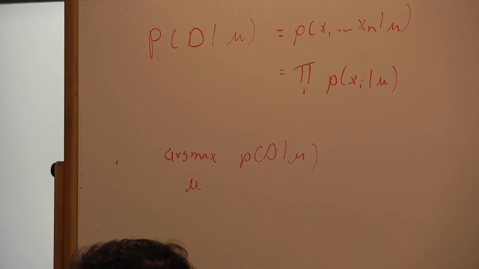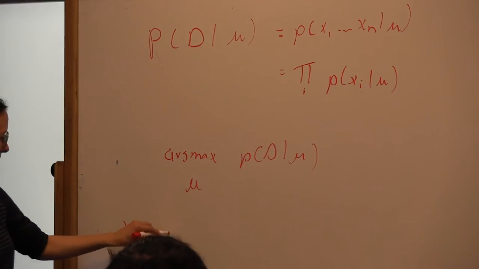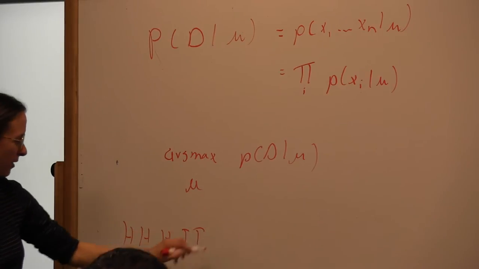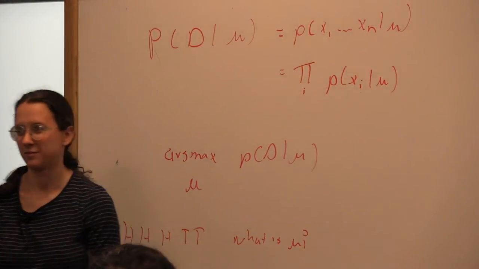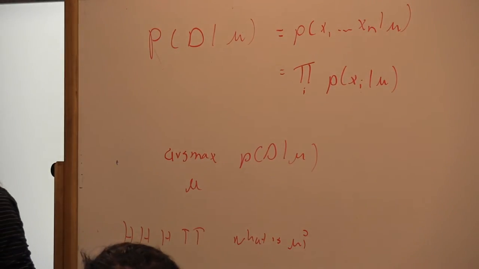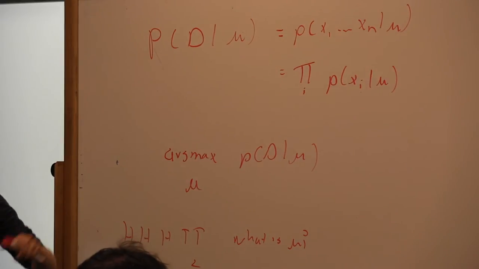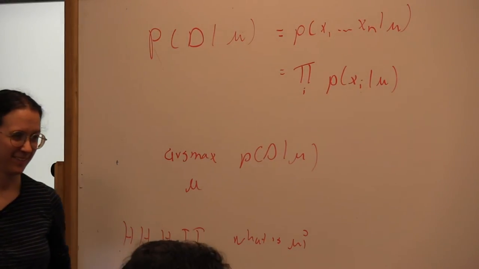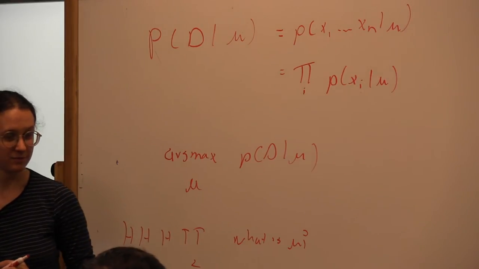So what would you do without any of this probability stuff? What would you do if you had these XDs? So you have heads, heads, heads, heads, heads, tails, tails. And you want to know what is mu. So I have three heads and two tails. Not a trick question. You would assume that the probability is based on the expectation of the values that you've gotten.